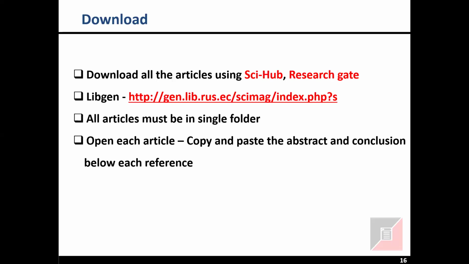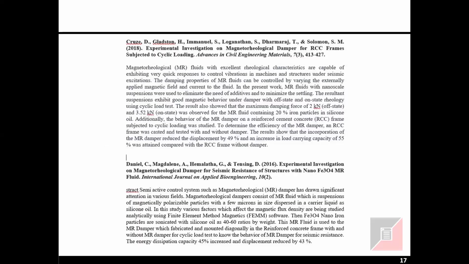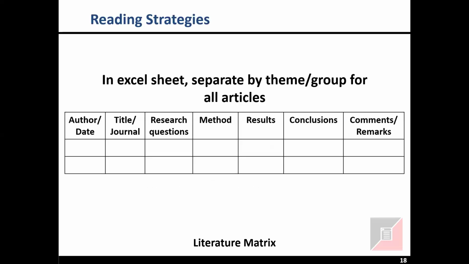Now the next step is you have a Word file with only references. Below each reference, you copy and paste the abstract and conclusion of the research article. This is the sample: reference, abstract and conclusion. Reference, abstract and conclusion. Similarly, you have to do it for 250 or 150, however many articles you have.